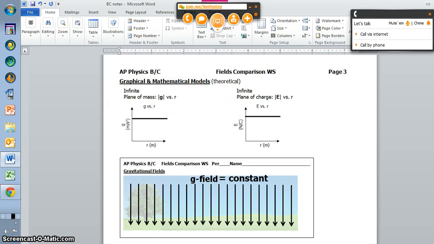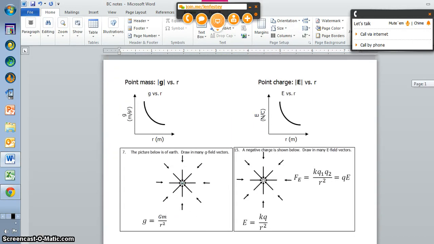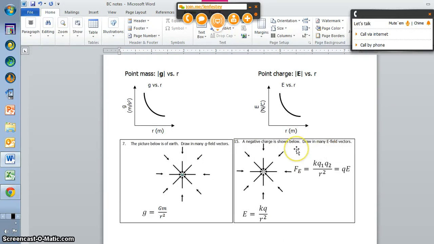Then the next thing we looked at was a point mass, and we found out that it follows an inverse square relationship. That's what we found out in lab for the electric force. And we compared that to the gravitational force, and it's also an inverse square relationship. And we found out that the gravitational field was proportional to G times the central mass, multiplied by the inverse square of the distance.